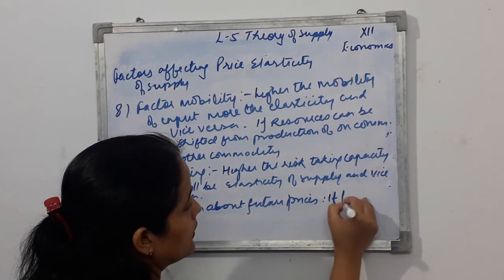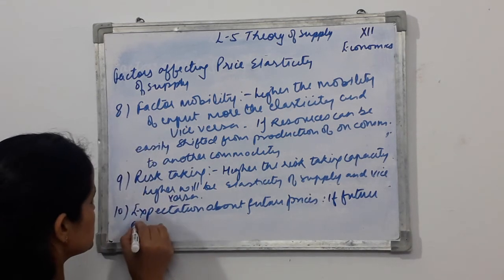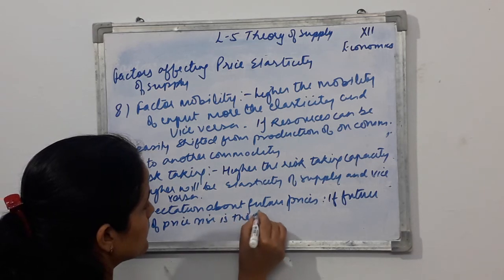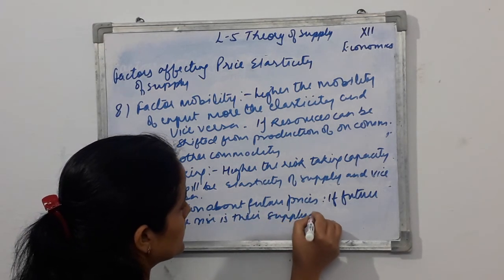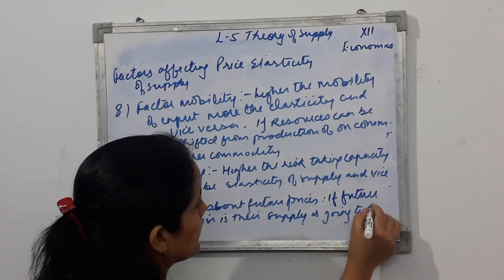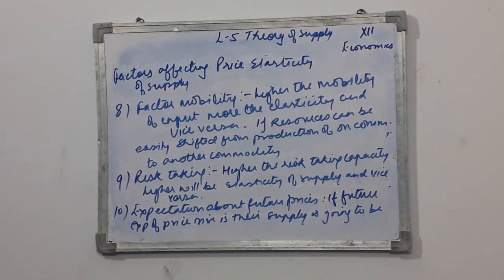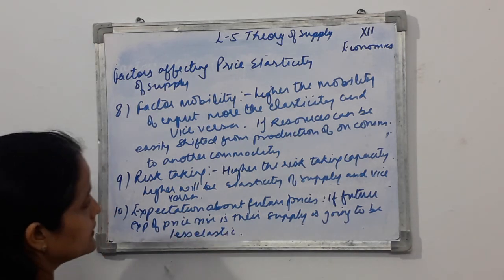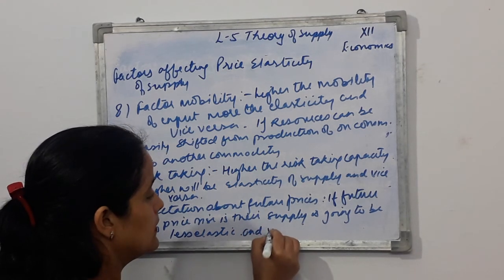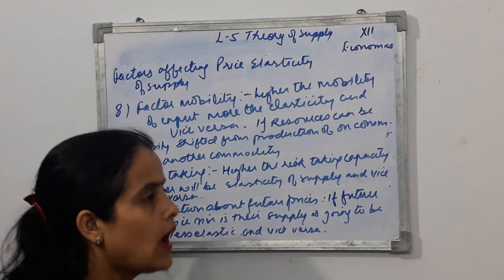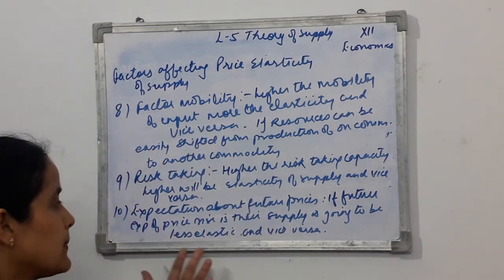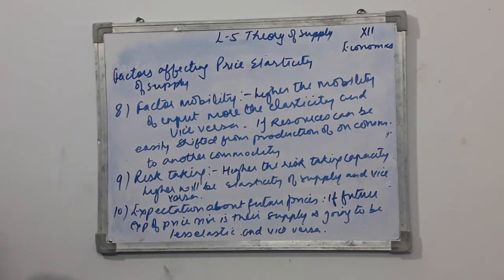Okay? If future expectations of price rise are there, supply is going to be इस केस में क्या होगा? Your supply is going to be less elastic, ठीक है, and vice versa. अगर किसी को लगता है कि भाई आगे जाकर के प्राइसेस में उतार चढ़ाव आने वाला है, तो ठीक है, आपकी इलास्टिसिटी क्या होगी? थोड़ी लेस इलास्टिक होगी. सप्लाई इलास्टिसिटी क्या होगी? The supply is going to be less elastic.